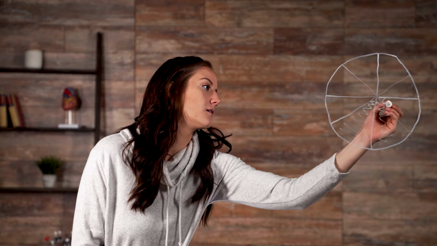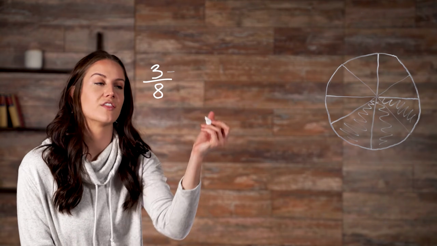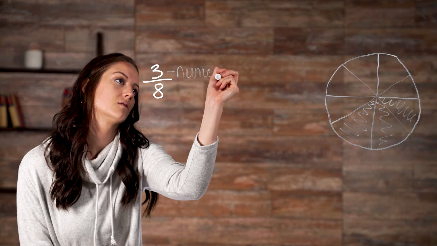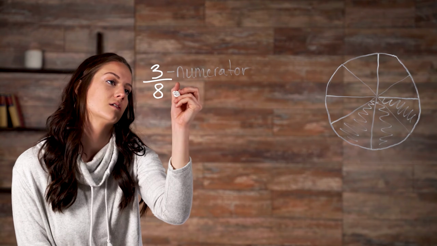Think of it like this. Our circle is divided into 8 equal pieces. Let's say 3 pieces were filled in. That means that 3/8 of our circle is filled in. The top number is called the numerator. And our bottom number is called the denominator.